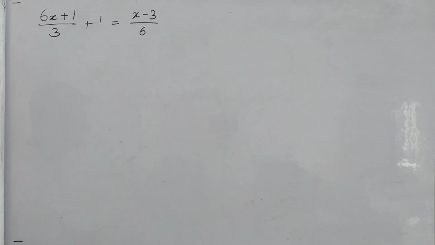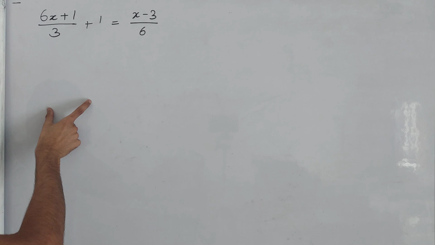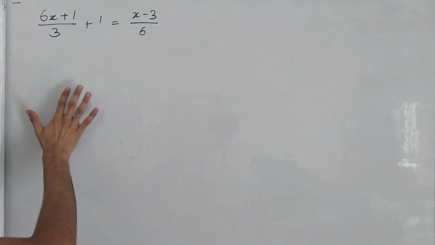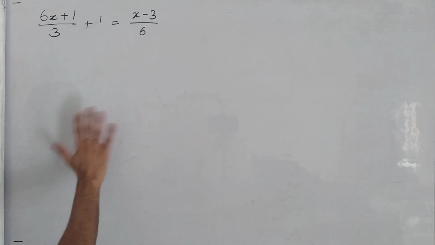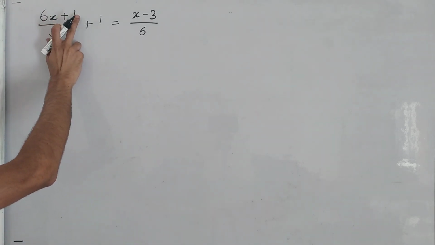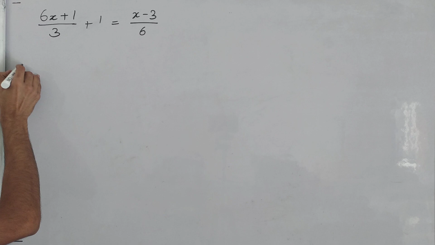So in this case, the first thing is to solve the left hand side as much as you can, solve the right hand side as much as you can, and then cross multiply or do some other operation, whatever is feasible. Now let us start with this question. On the left hand side it is 6x plus 1 upon 3 plus 1.